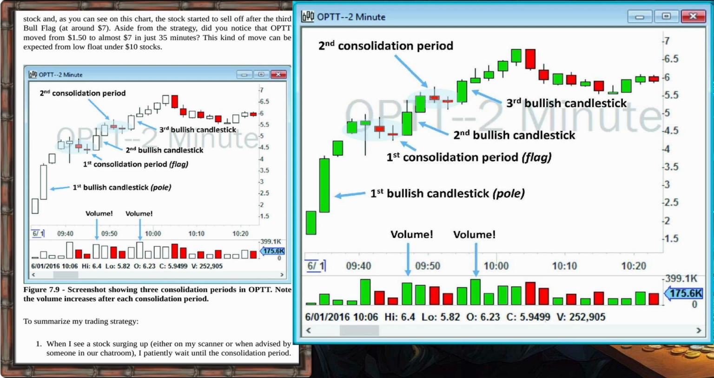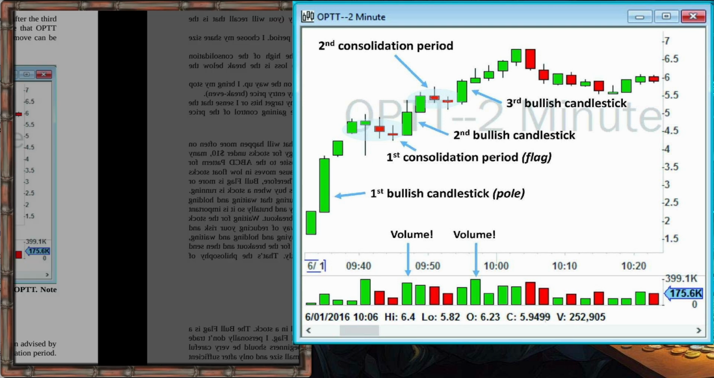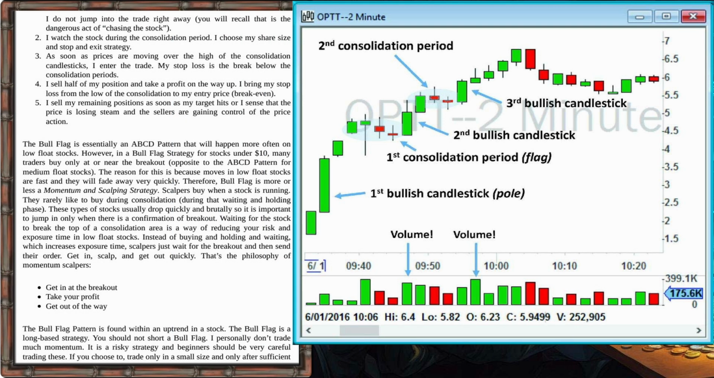To summarize my trading strategy: 1. When I see a stock surging up, either on my scanner or when advised by someone in our chat room, I patiently wait until the consolidation period. I do not jump into the trade right away. You will recall that is the dangerous act of chasing the stock. 2. I watch the stock during the consolidation period. I choose my share size and stop and exit strategy.